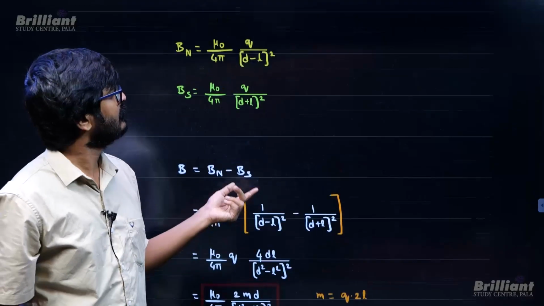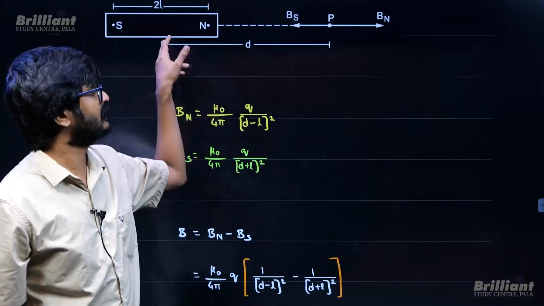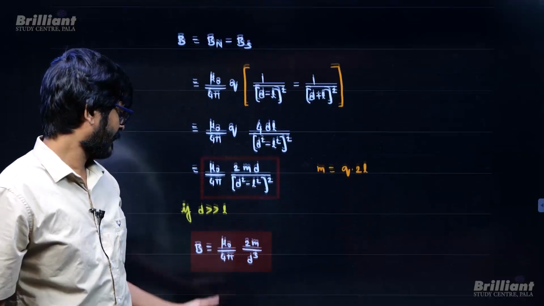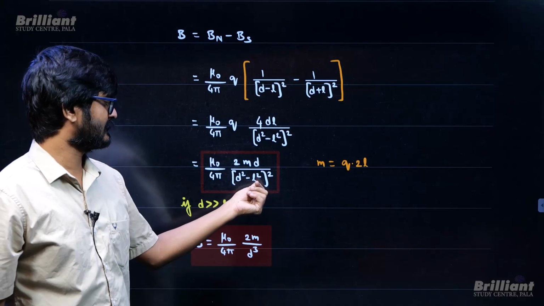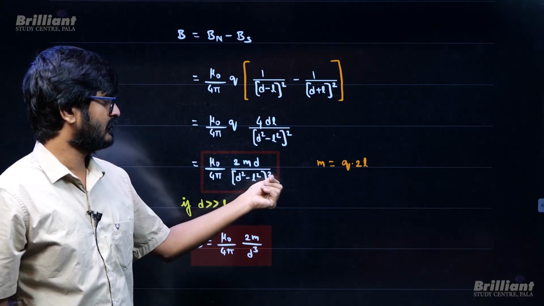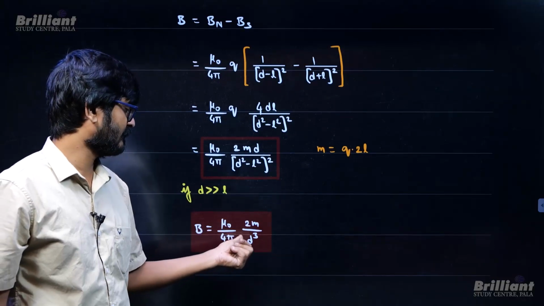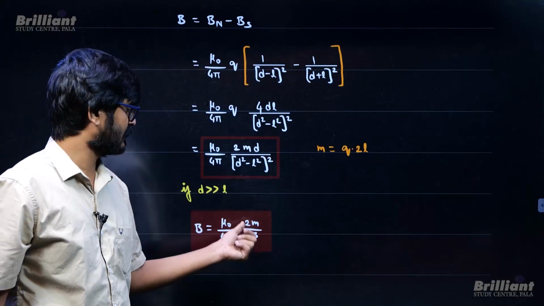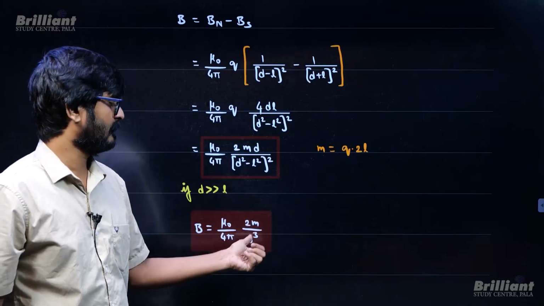So, what if we want to find the field at a far away point, when d is much greater than 2L? When d is much greater than 2L, what will happen? I can neglect this L square. So, in the denominator I will get d square whole square, and one d and one d will get cancelled. So, you will be ending up with mu naught by 4 pi into 2m by d cube. This looks like the 2kp by r cube form.